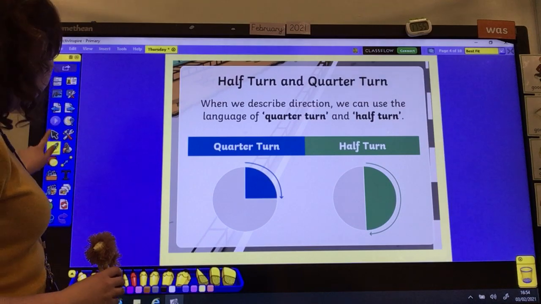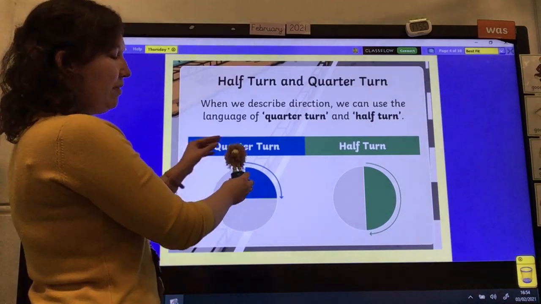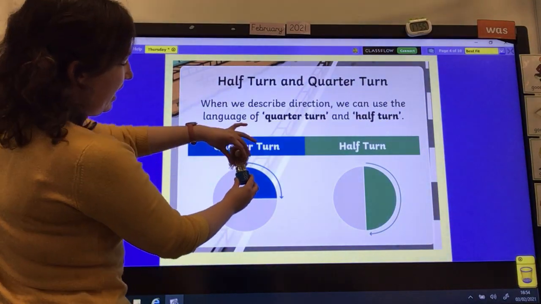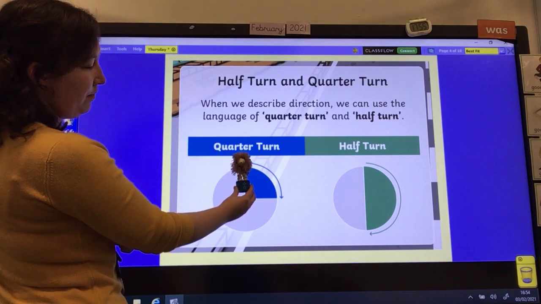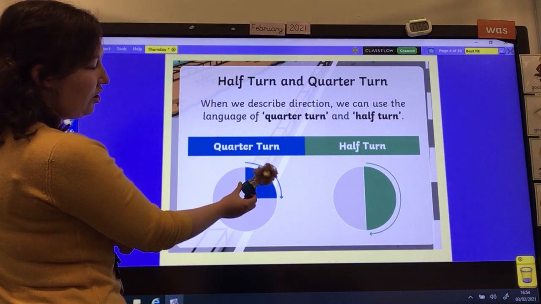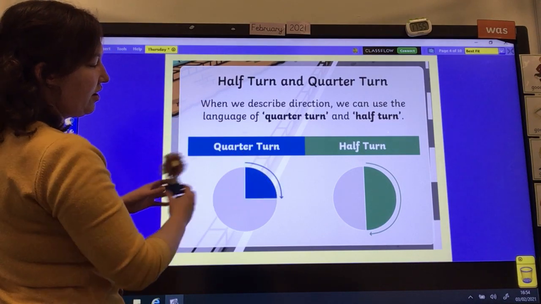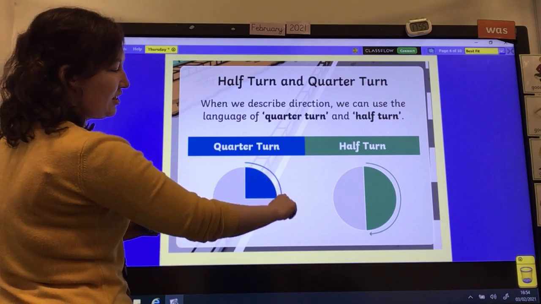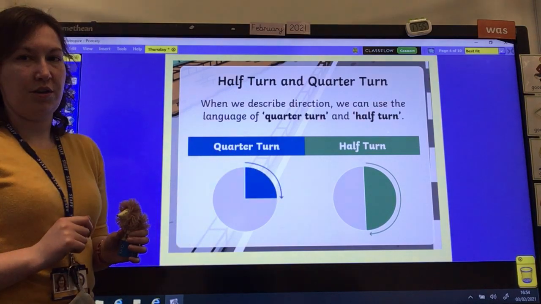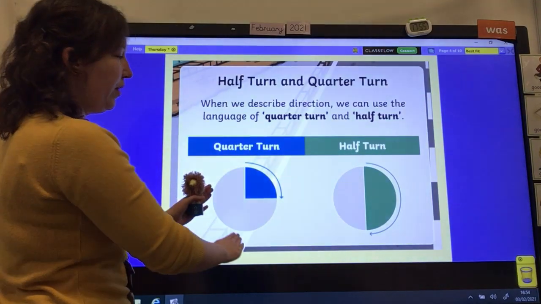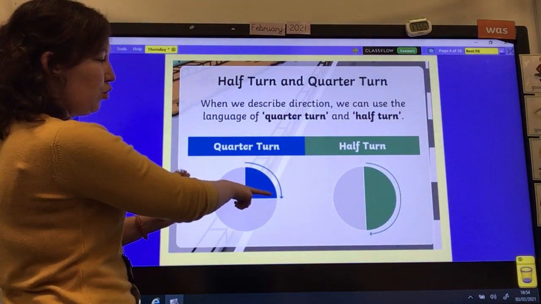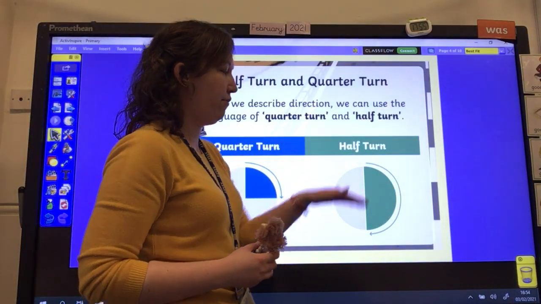Just clear that off there. And this time, if he was doing quarter of a turn, he would start off facing this way, and then he would turn quarter of a turn. So he's only gone round this part of my circle. He hasn't gone halfway round, he's just gone round that quarter. So remember, that's half of a half, your quarter.